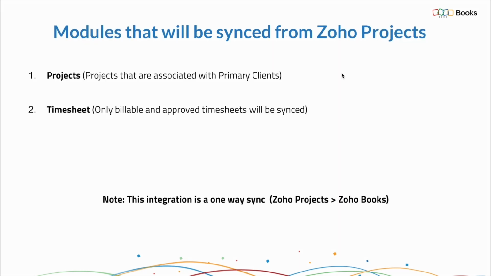There are two modules that will be synced from Zoho Projects. First is the Projects module. Projects that are associated with the primary clients along with their tasks and bugs will be fetched into Zoho Books. And the second module which will be synced from Zoho Projects is the timesheet module. You should also note that only the billable and approved timesheets will be synced.